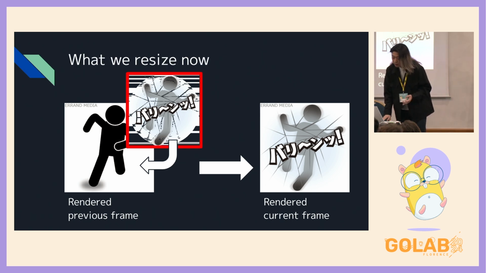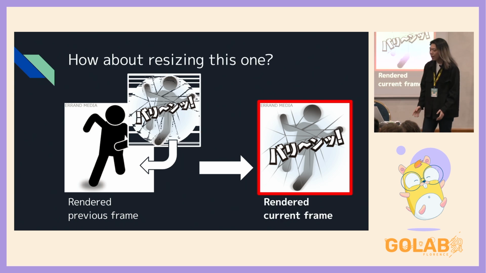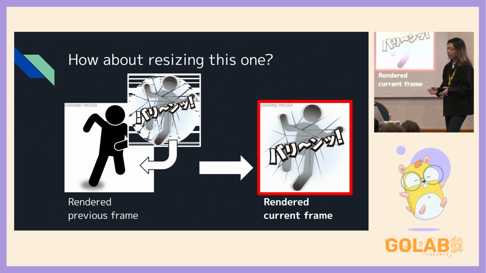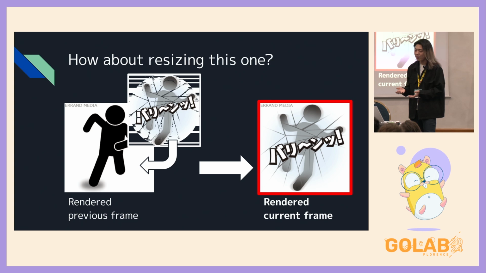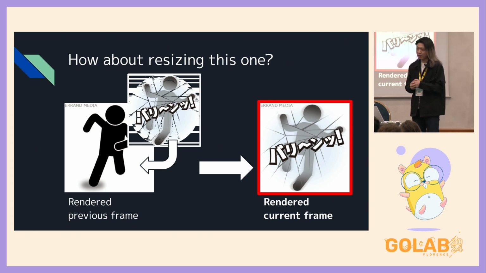Until now, we've been focusing only on resizing the current frame, right? But what if we resize the rendered current frame instead? By simulating the rendering process and resizing the entire rendered frame, which includes the piled up frames, we can avoid handling the transparent pixels directly.